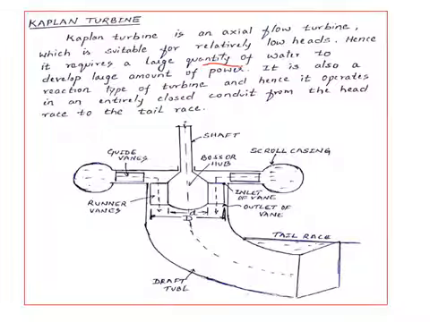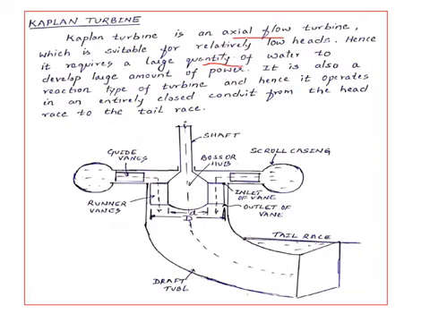So it is also classified under the reaction type of turbine, where the flow enters radially and operates in an entirely closed conduit from the head race to the tail race. This is the figure of the Kaplan turbine, where the water from the penstock is brought to the scroll casing, and then guided to the guide vanes. From the guide vanes the water passes and then turns 90 degrees and moves axially, that is, parallel to the axis of rotation. Hence it is known as an axial flow turbine.